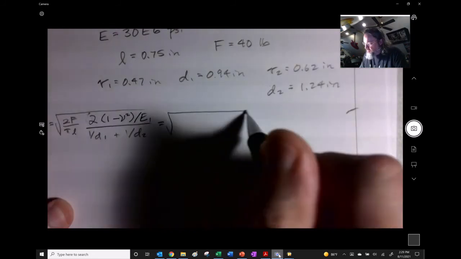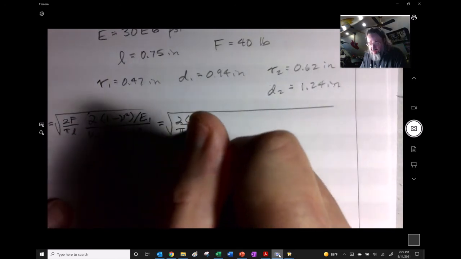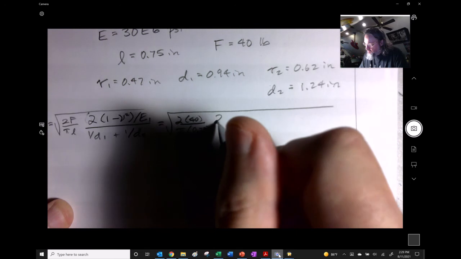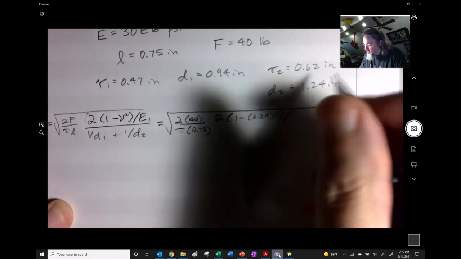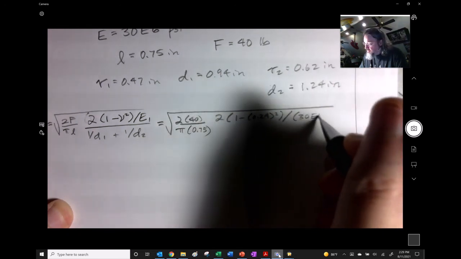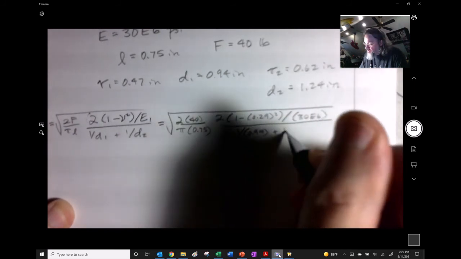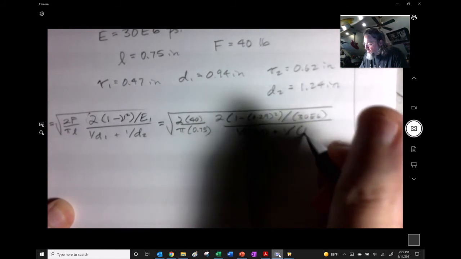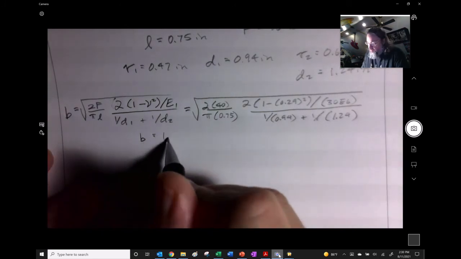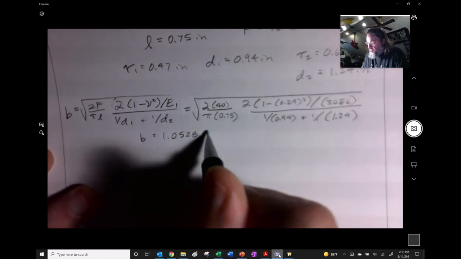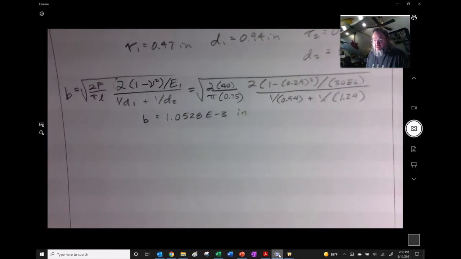Sticking some numbers into this, we have 2 times 40 for our F, divided by pi, divided by 0.75. 2 times our 1 minus, and I used 0.29 squared, and I probably should have used 0.292, and there's 30E6 right there, and then we divide this by 1 divided by 0.94 plus 1 divided by 1.24. So we're going to get a B, small number, of 1.0528E-3 inches, which is the half width of that flattened area in the cylinders.